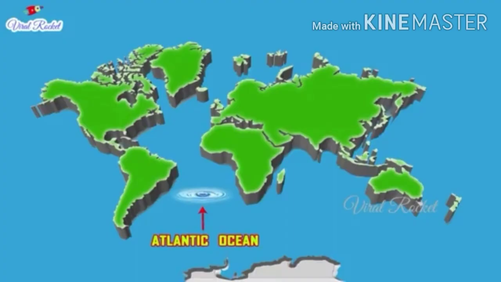Atlantic Ocean. This is the second largest ocean and is found between the American continent on one side and Europe and Africa on the other side. The equator divides the Atlantic Ocean into the North Atlantic Ocean and the South Atlantic Ocean.